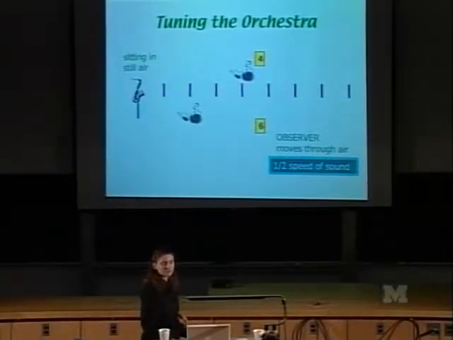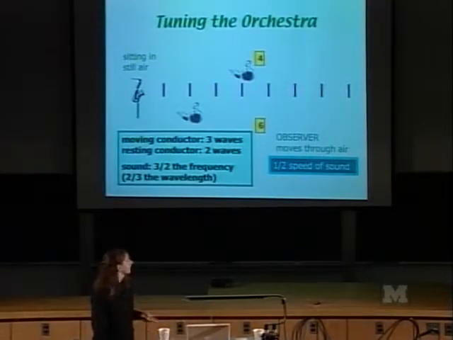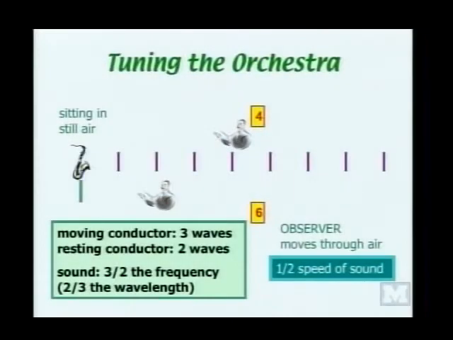We begin to see a pattern emerging. What happens is that the moving conductor here, who is checking the tune of this saxophone, has seen 3 waves of sound for every 2 waves of sound seen by the resting conductor over here. That means that he's seeing the sound with 1.5 times the frequency that that guy is seeing. Once again, the sound is piling up, although it did matter whether it was the source of the sound that was moving or the conductor who was moving towards the source.